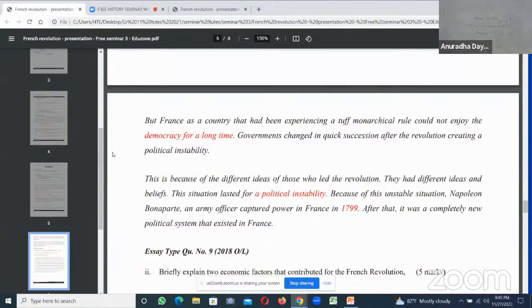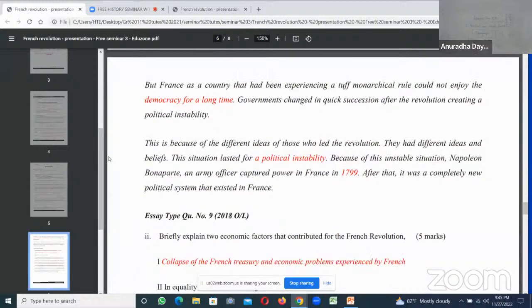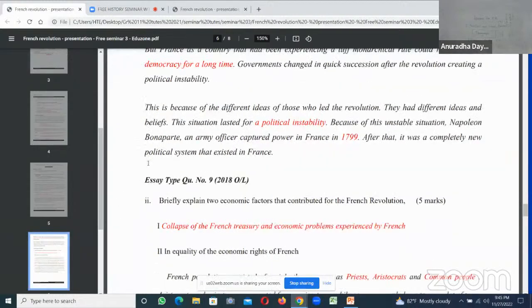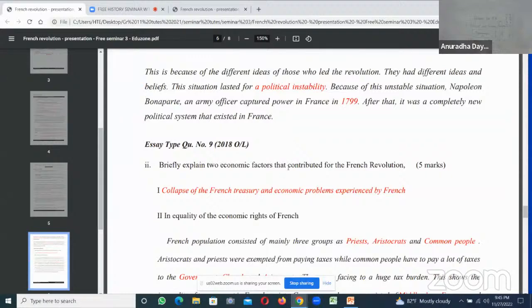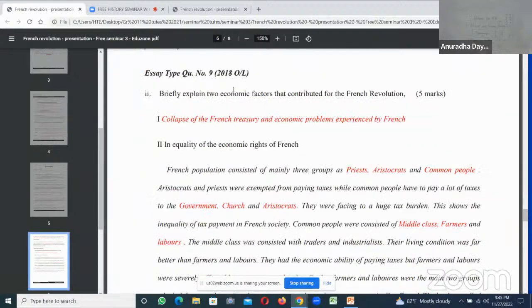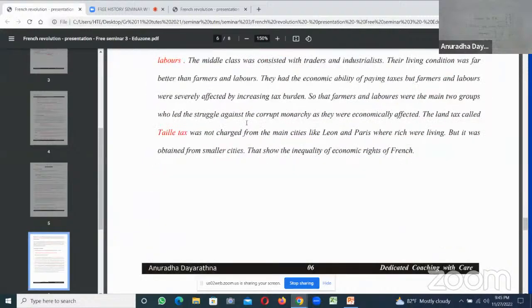And remember, this is a past paper question and a model answer written for it. This will not be the most successful answer written for that question, but a model answer with which you can score very high. See, the 2018 question: briefly explain the economic factors that contributed to the French Revolution. Collapse of the French treasury and economic problems experienced by France. Inequality of the economic rights in France. This is one such answer that I have given for the 2018 question. Okay, now see that answer.